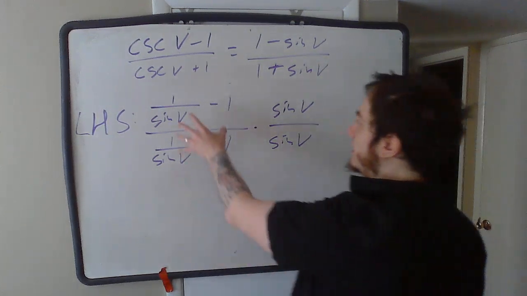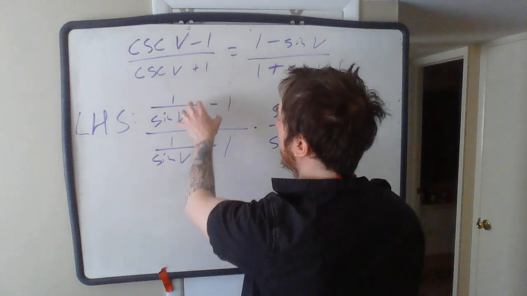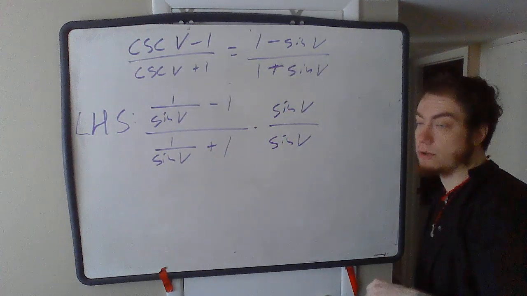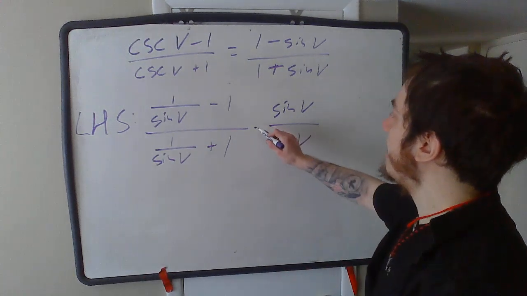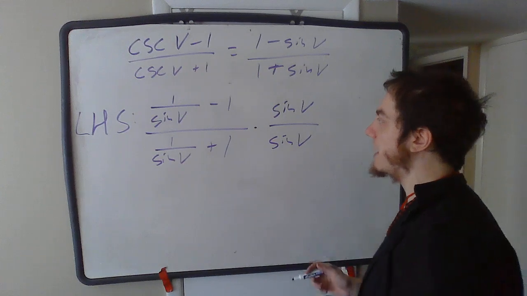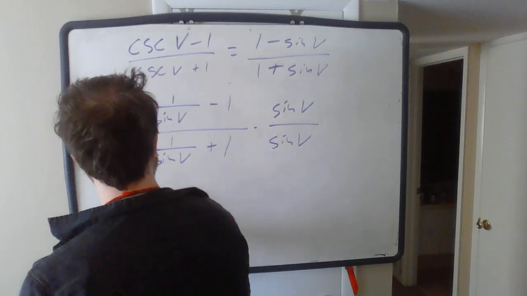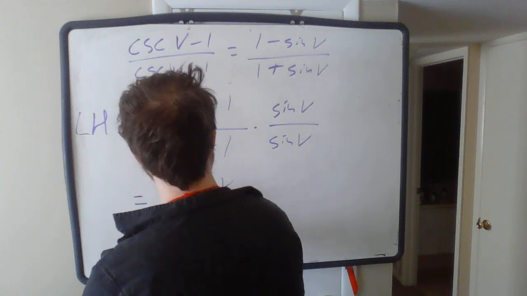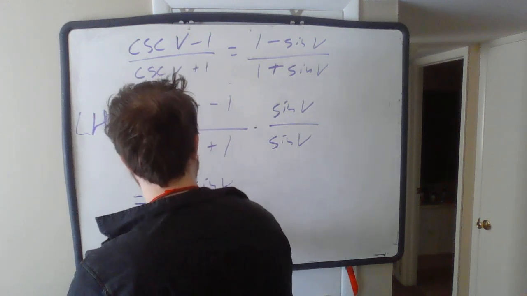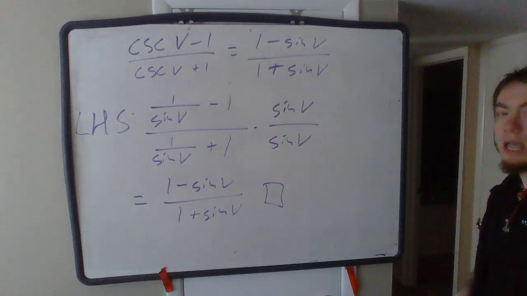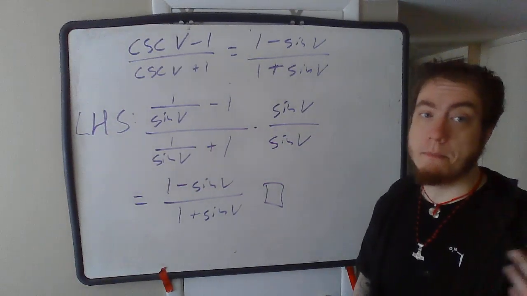That's exactly what I happen to have on the right-hand side. In other words, instead of simplifying these expressions separately and then trying to see what cancels, I'm just asking what would happen if I multiplied this whole thing through by sine v on the numerator and the denominator. The answer is that this immediately turns into (1 minus sine v) over (1 plus sine v). And so we are immediately done.